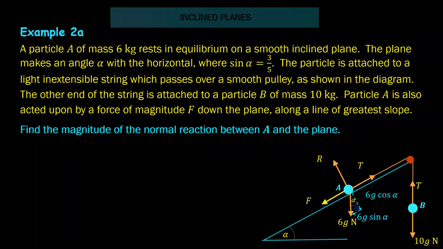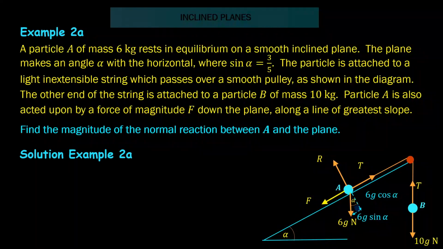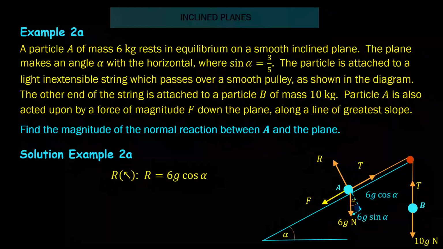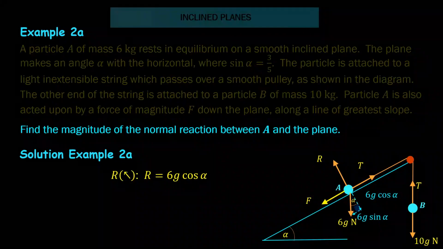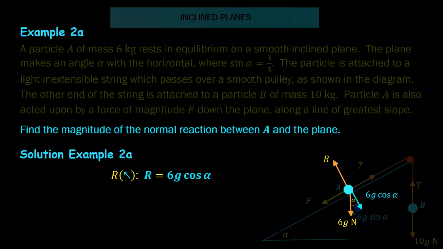Let's now take a look at part A. We are required to find the magnitude of the normal reaction between A and the plane. So in effect, this value R. So if we resolve perpendicular to the plane, we have R equals 6g cos alpha.